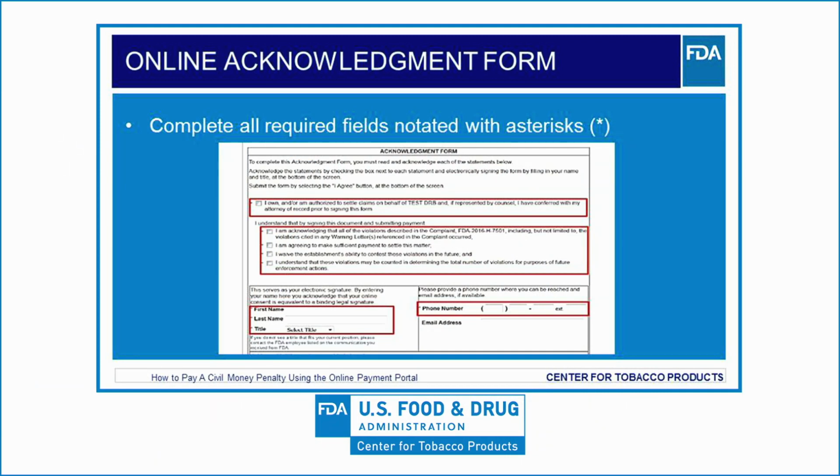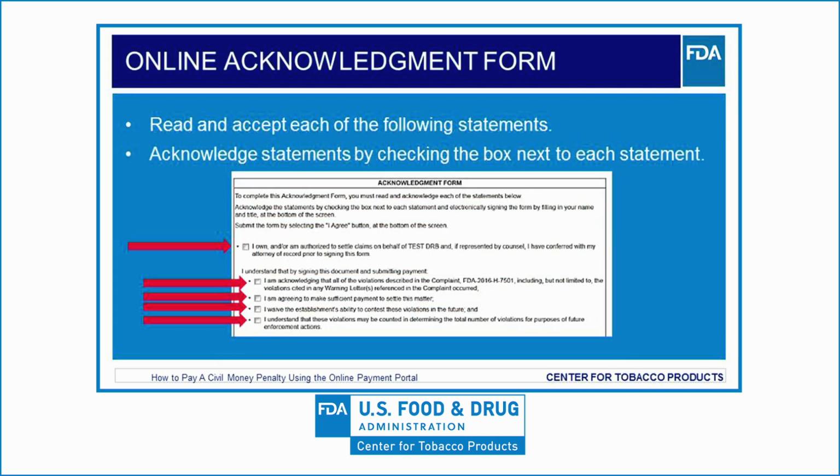The online acknowledgement form has several required fields into which you must enter information. The red boxes on this slide denote required fields. You must complete all the required fields in the acknowledgement form to proceed to the payment page. We will now go through each required field. The acknowledgement form requires you to agree to a series of statements. Please take time to read each statement carefully.